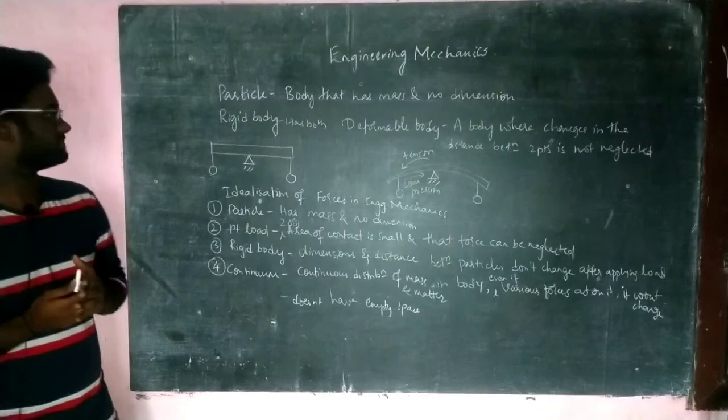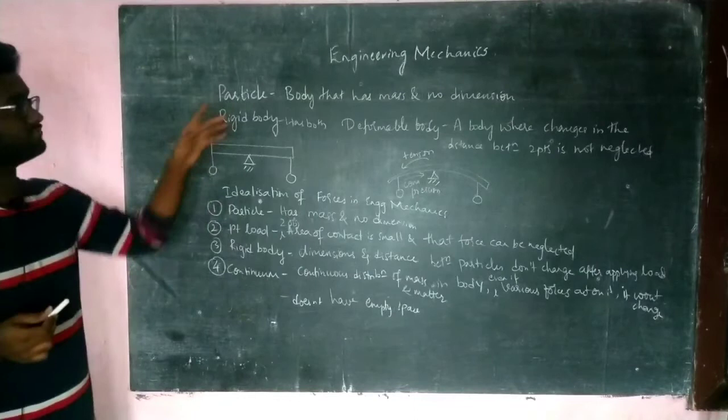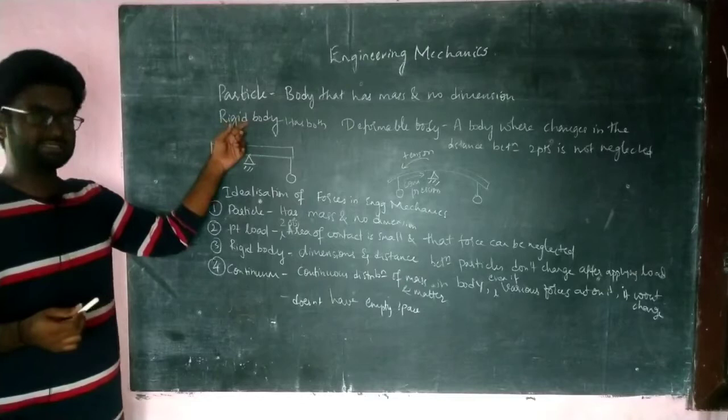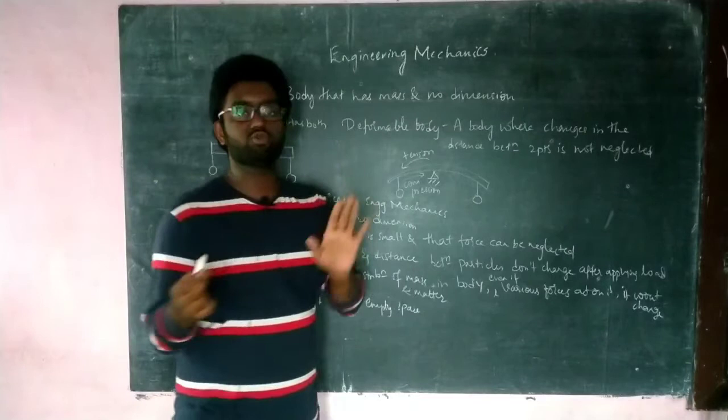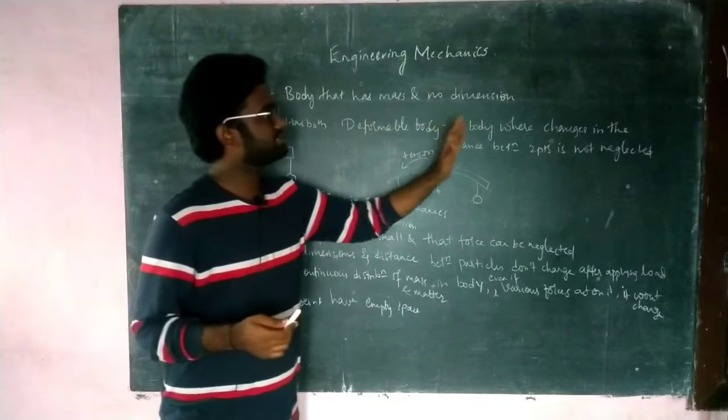Next, rigid body. A rigid body is also a body which has both mass as well as dimension. Initially, a particle didn't have any dimension, but this has both mass as well as dimension. And what is a deformable body? A body where the changes in the distance between any two points, between any two particles, even if very small, are not neglected; we have to consider the changes in the distance between two points.